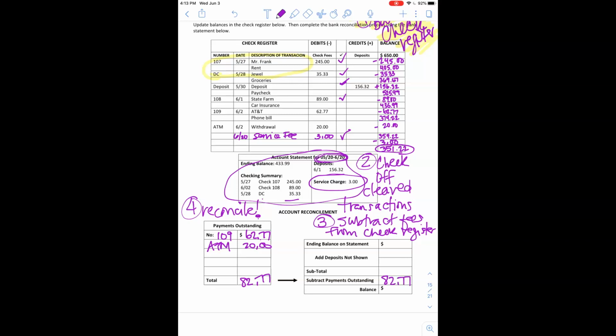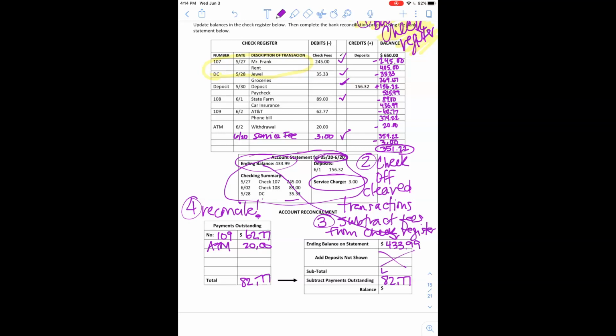Okay, the ending balance. Right here is your ending balance. That's where this is going to go. Okay, so the amount will be $433.99. All right. Then it says add deposits not shown. Now we only had one deposit for $156.32, so that did clear. So we're not going to have anything. You can just cross that out or leave it blank, however you want.